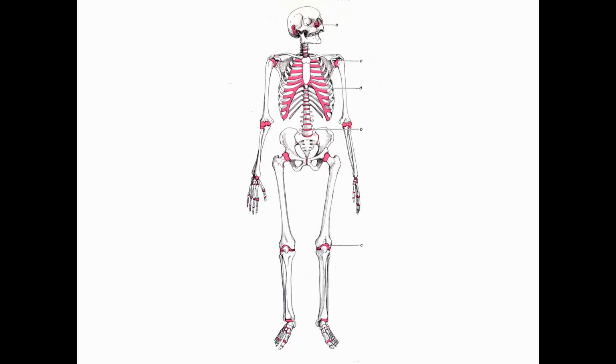So I want to start with this picture, the skeleton, and everything that's shown in white is bone, and everything that's shown in this dark pink is cartilage. And this is in the adult body.